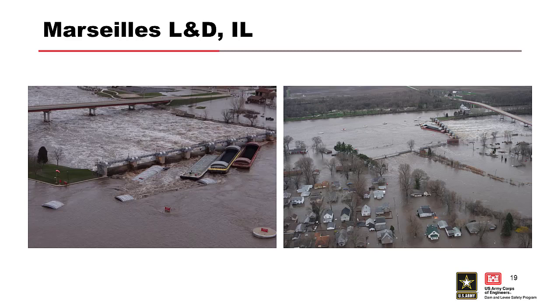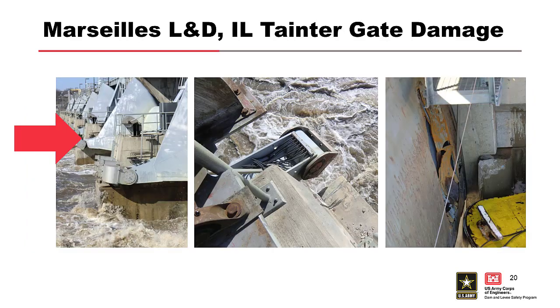So here is the spillway. These are where the barges got released and impacted the spillway. And this, of course, is where the dike failure had occurred and inundated a residential area. So this slide shows the damage to the spillway gates and trunnion anchorage. The connection to the pier was also completely broken.